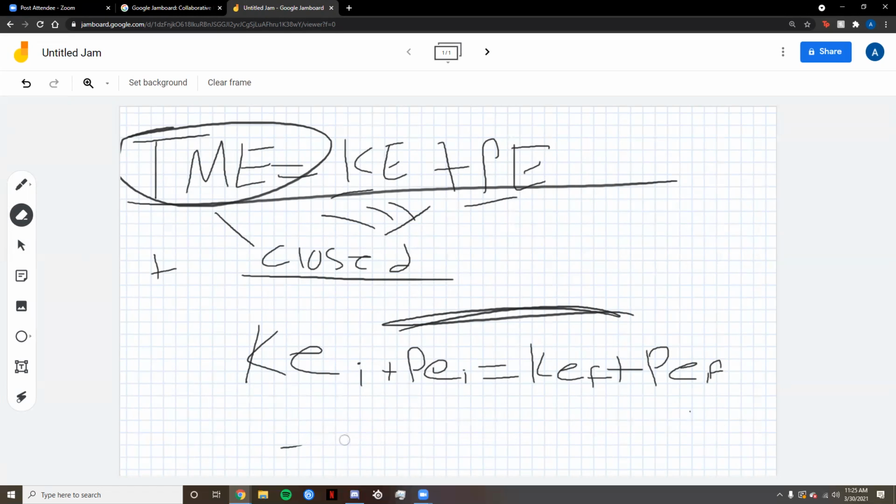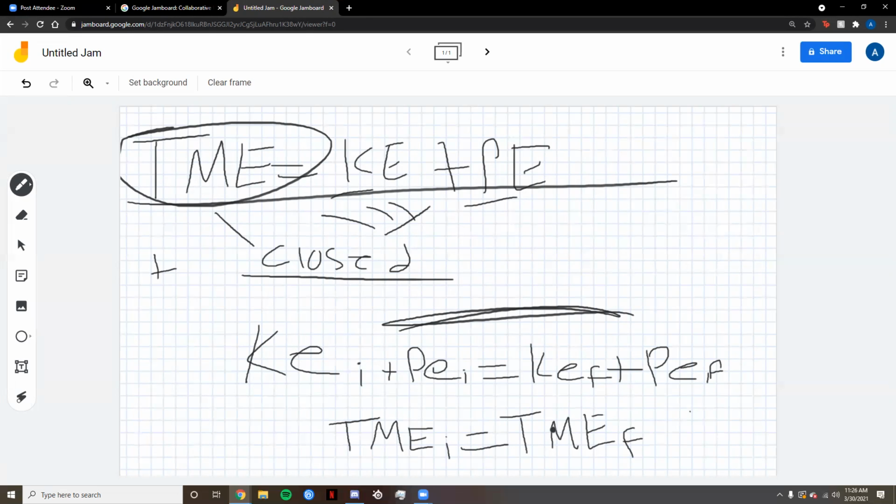I already went through TME. The last equation we're going to look at is TME initial equals, it does equal, not should, the final value, TME final. That's really all of it. Those are all the formulas we're going to be looking at.